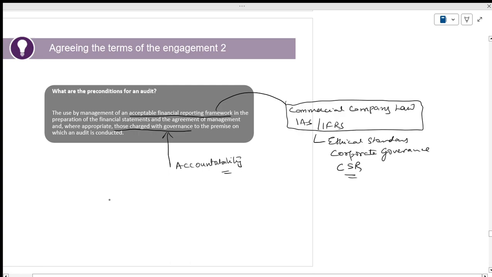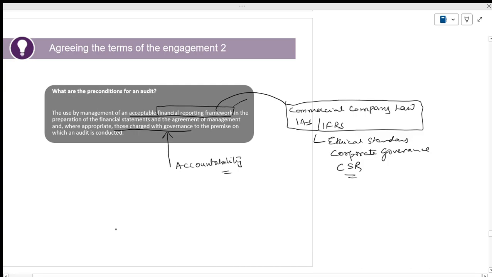Accountability is nothing but being responsive. I am giving you responsibility, but in turn you have to get back to me and give the answers for that. Whatever is happening, you have to provide it; it has to be a two-way approach. That is what we are talking about, accountability. So what are the preconditions of the audit? The preconditions are that it has to be done as per the financial reporting framework.